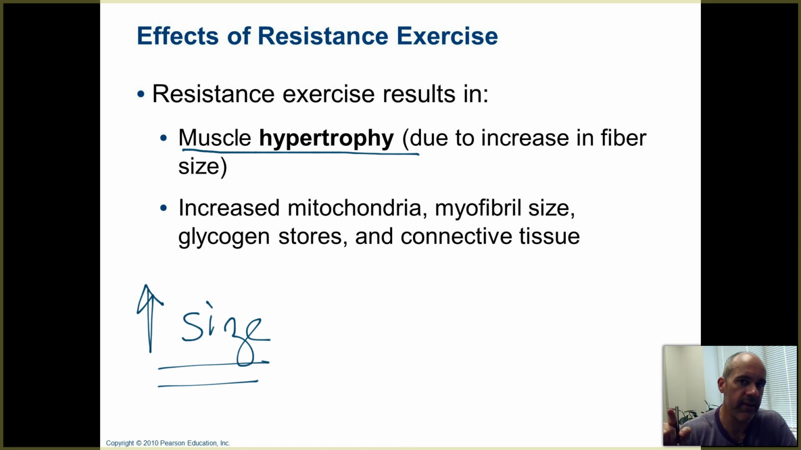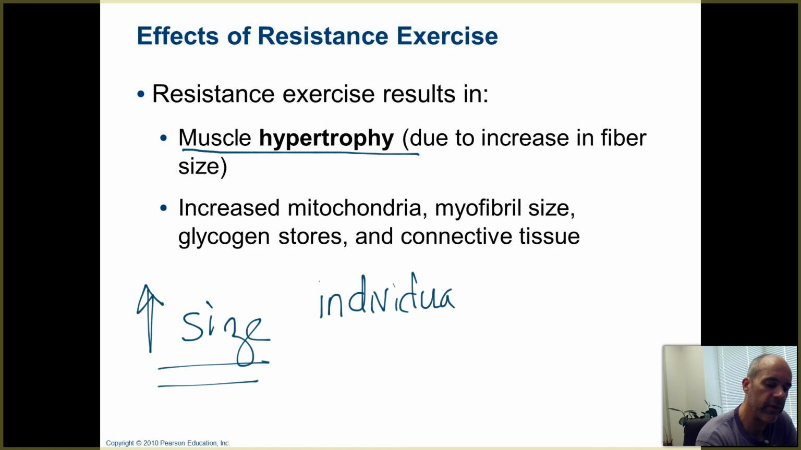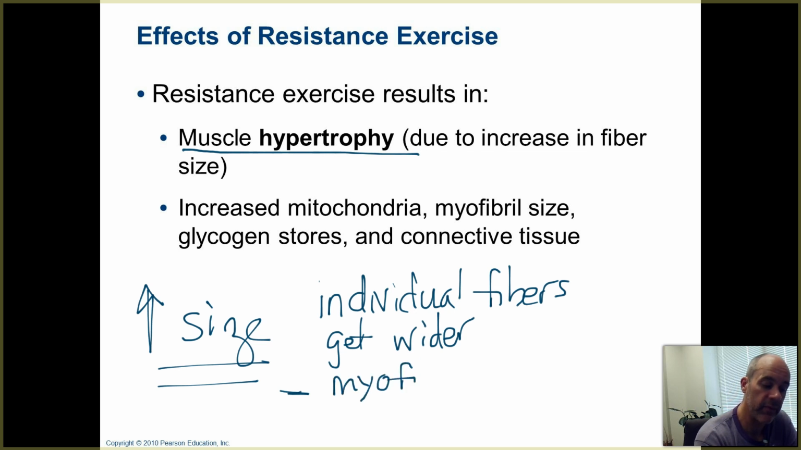Hypertrophy is an increase in size when your muscles get bigger due to exercise. It's not really so much that you're making more skeletal muscle fibers, you're not making more cells. What happens is individual fibers get wider. Okay, the myofibrils, where you have your thin and thick filaments, they thicken and they widen.